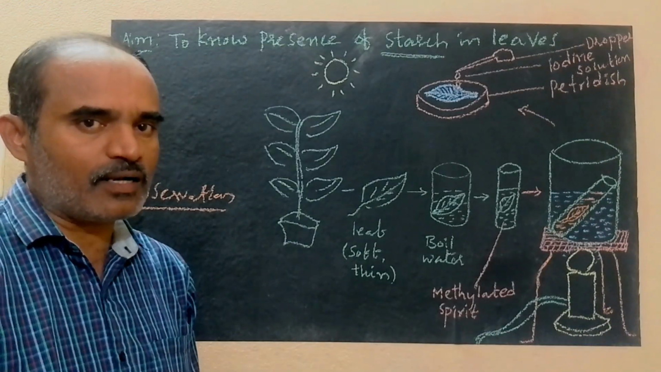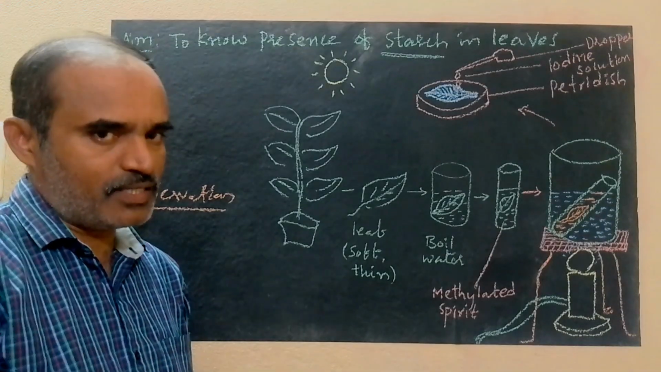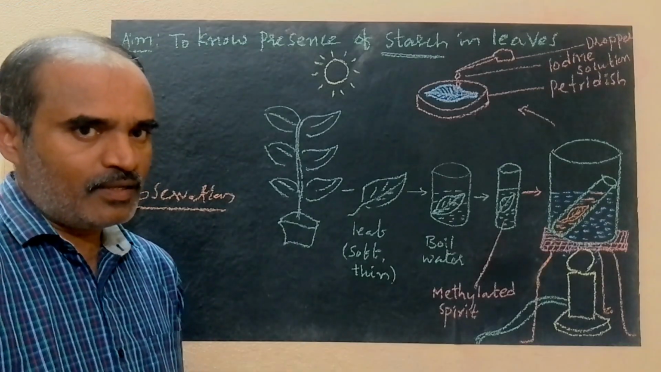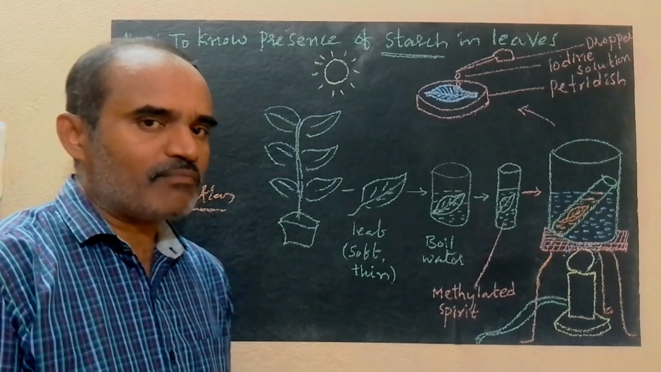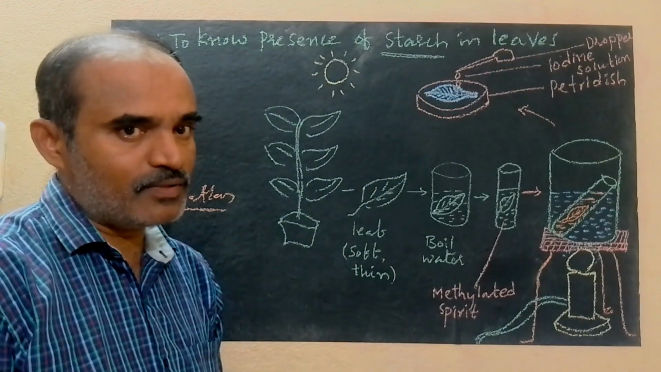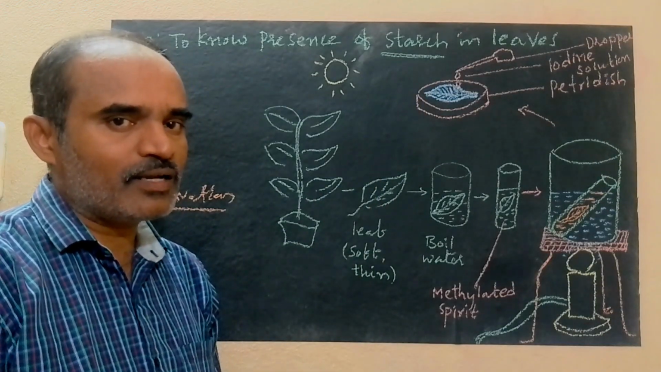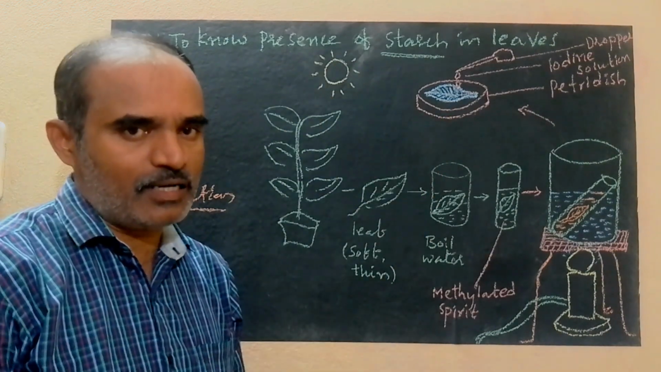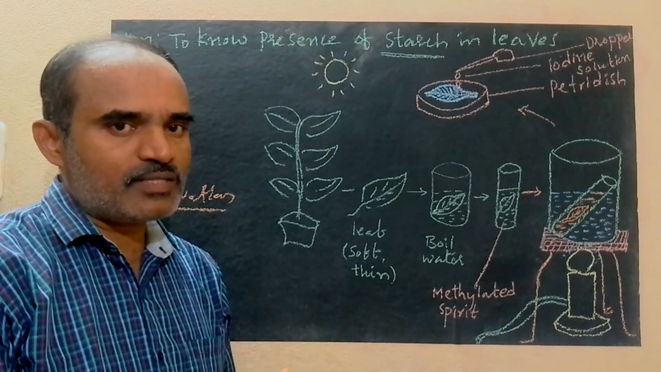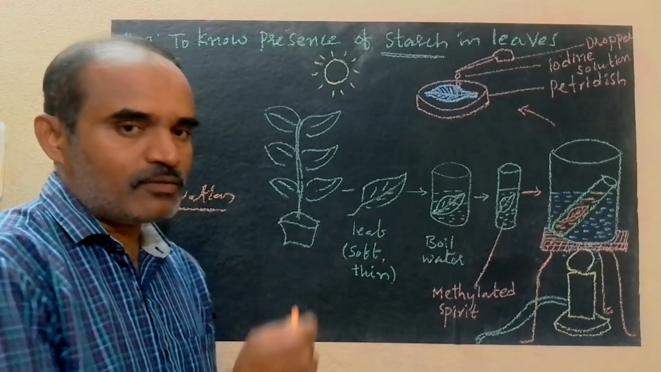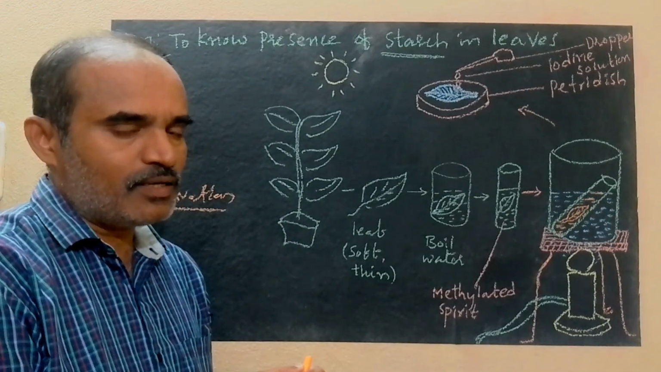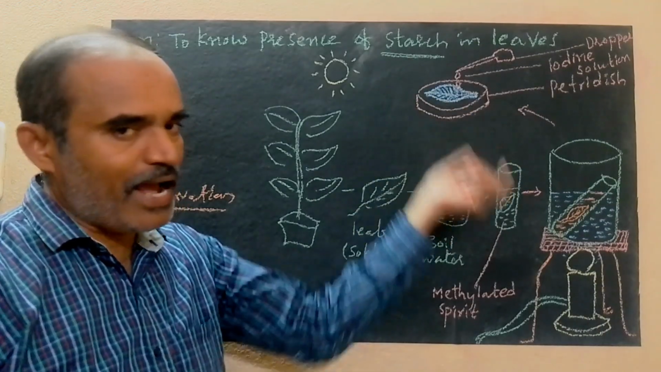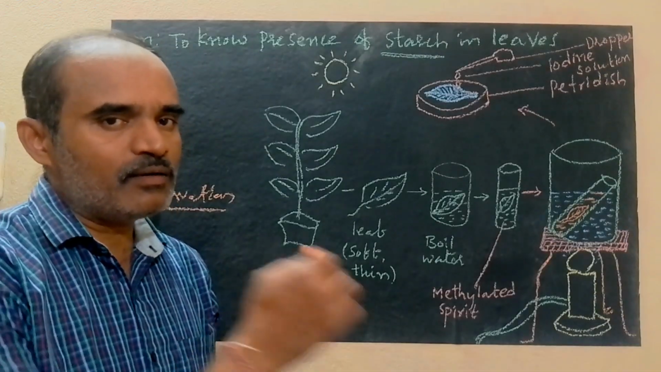Pale white color. After boiling the leaf in methylated spirit, the color of the leaf turns pale white. Then the next observation: after adding iodine solution, the color of the leaf turns blue-black. So these are the two points I have observed. After boiling, the leaf color is very white, and after adding iodine solution, it turns blue-black.